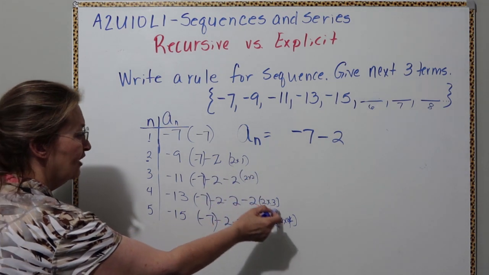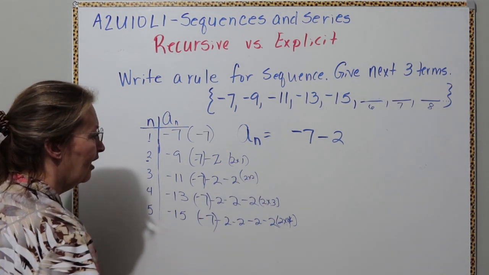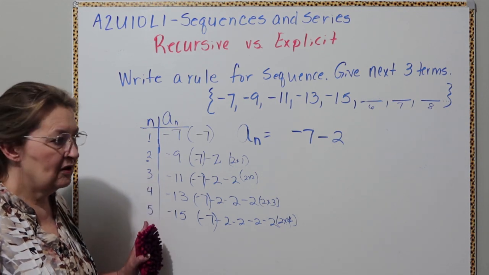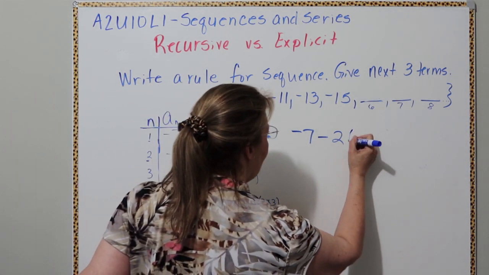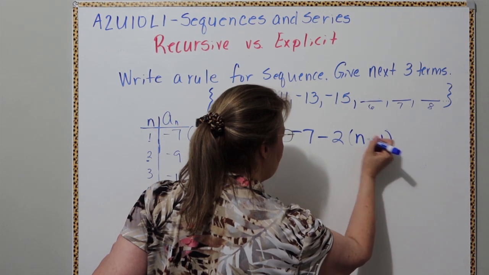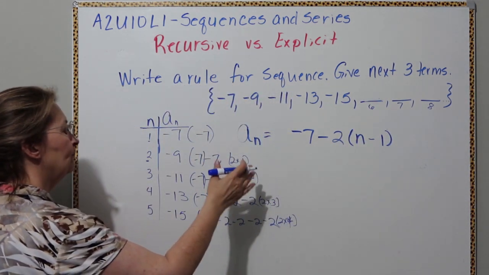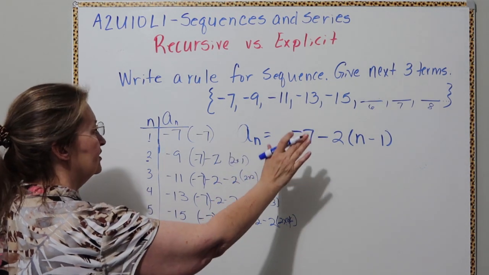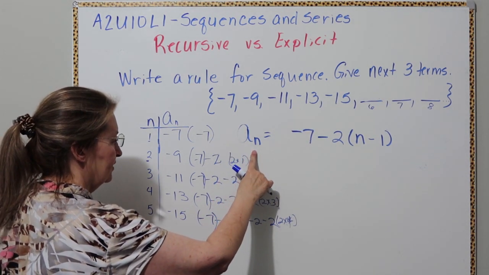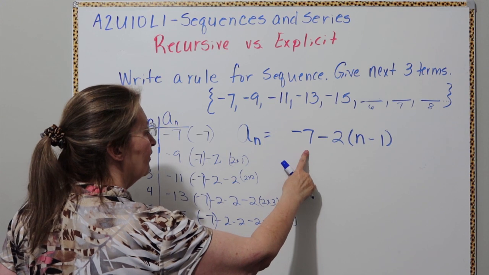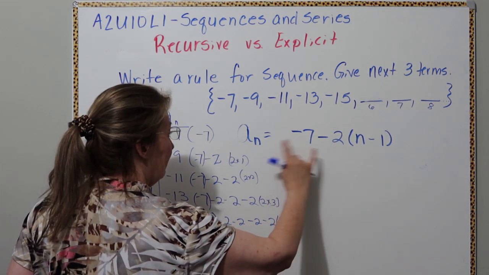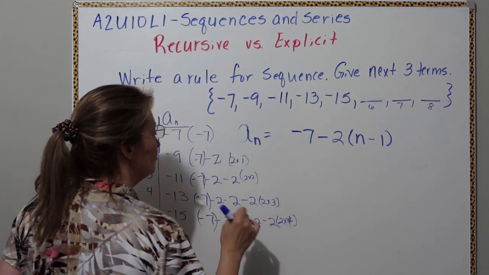So notice my factor of 2, my multiplier of 2, was 1 less than the sequence number. So let's write it as n minus 1. So this is what you're saying. If you want to find any member of this sequence, any term in this sequence, you can take -7 and you can subtract 2 times that term number minus 1.